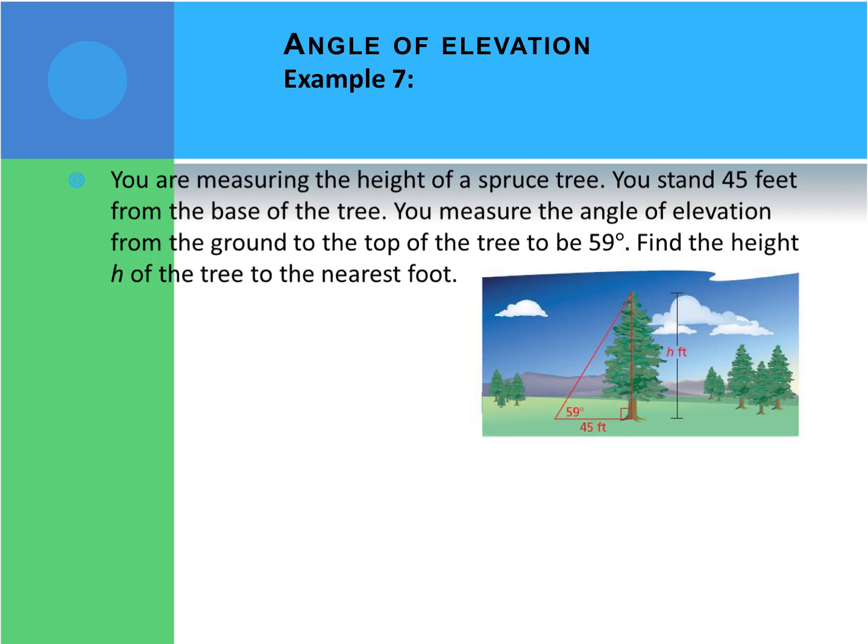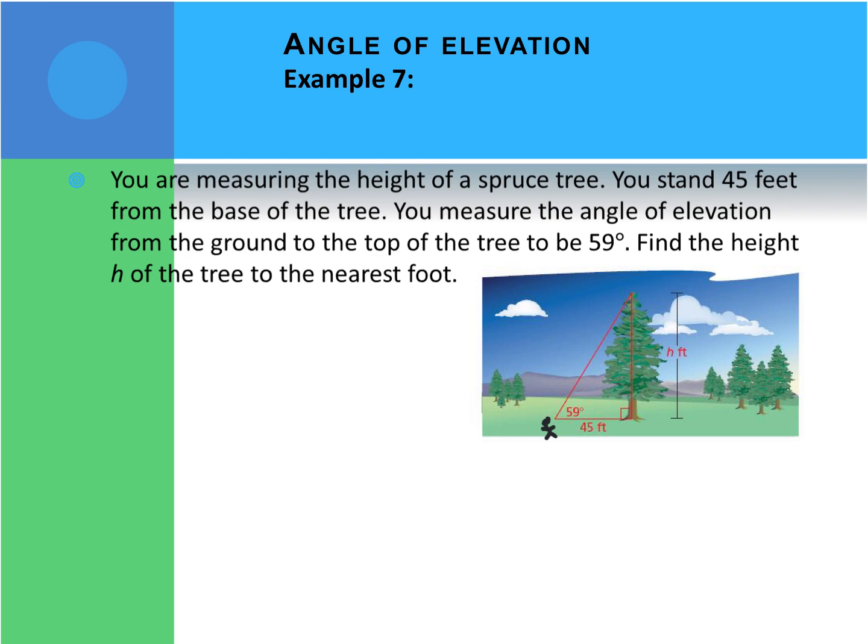You are measuring the height of a spruce tree and you stand 45 feet from the base of the tree. You measure the angle of elevation from the ground to the top of the tree to be 59 degrees. Find the height h of the tree to the nearest foot. So, since you're 45 feet from the base, you're right here. And you measure the angle. So we have a 59 degree angle.